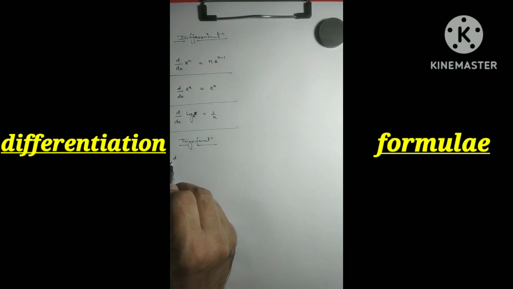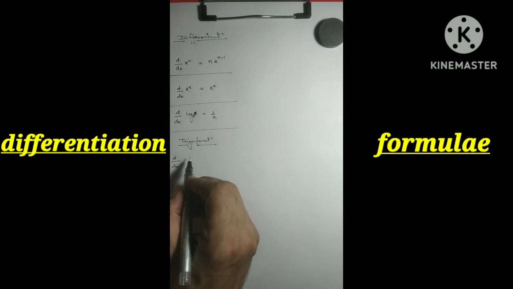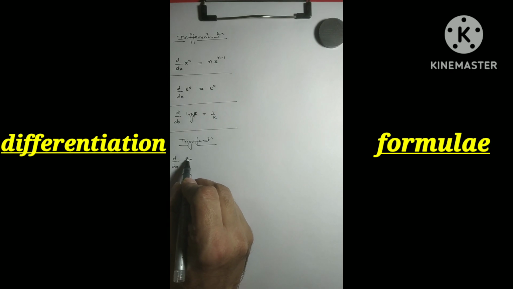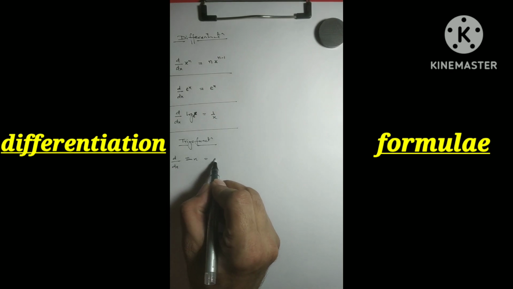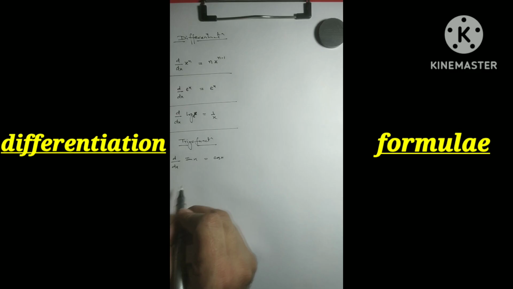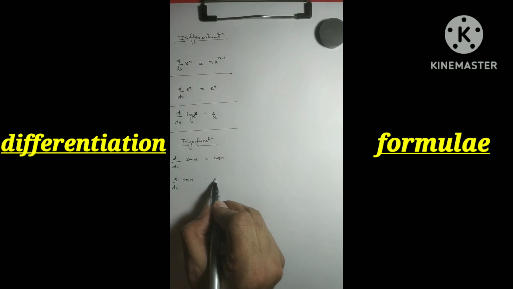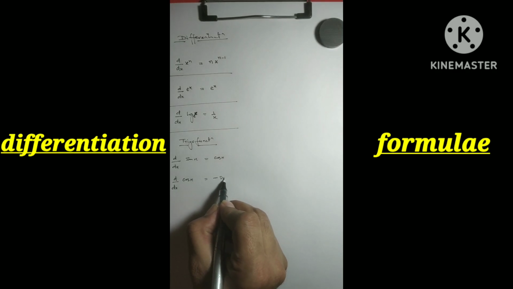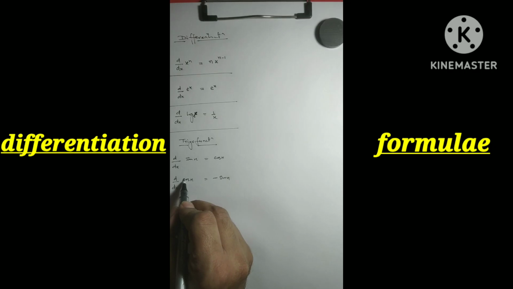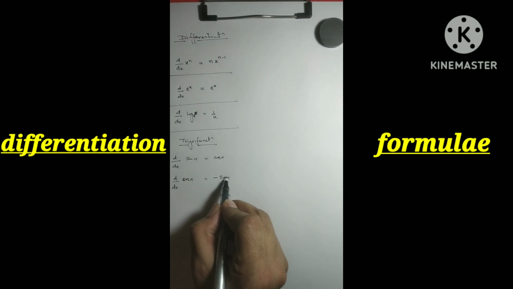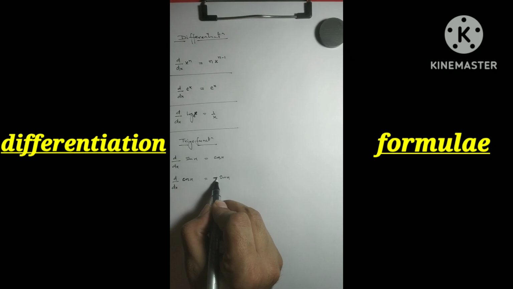So d over dx of sin x, result is cos x. D over dx of cos x, so the differentiation of cos x is minus sin x. So कोई भी फंक्शन जो c से स्टार्ट हो रहा है, एंड रिमेंबर दिस, उसका जो रिजल्ट होगा आफ्टर डिफरेंशिएशन दैट विल बी विद नेगेटिव साइन.